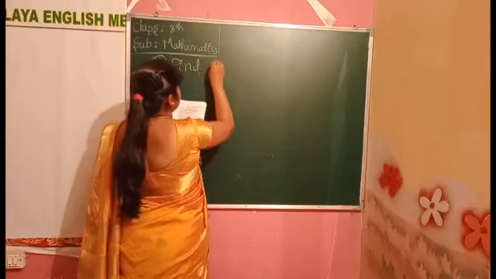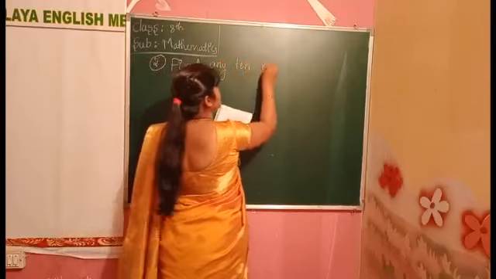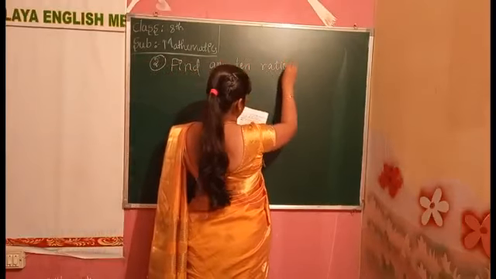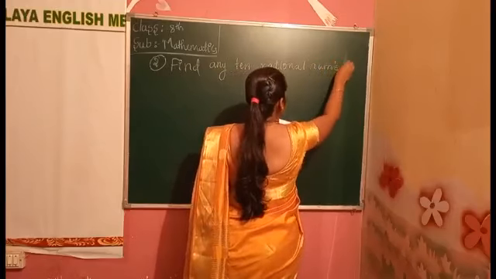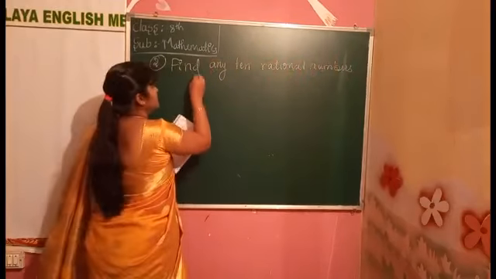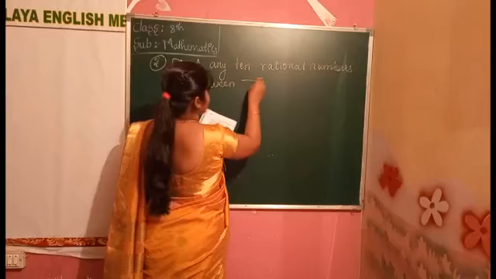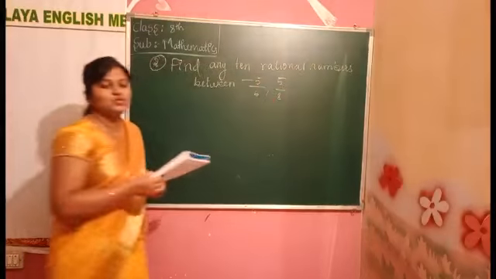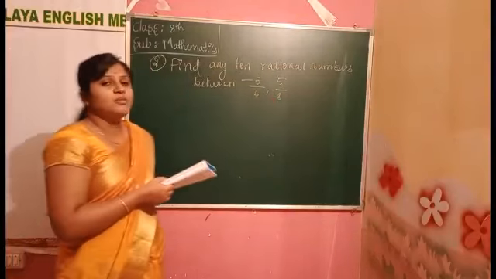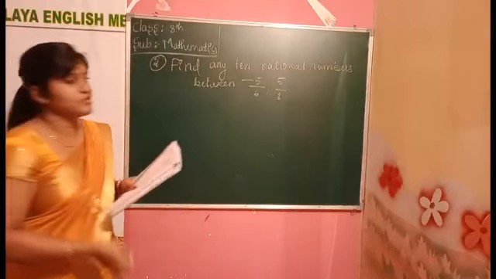Find any 10 rational numbers in between, they are telling. Rational numbers between -5 by 6 and 5 by 8. These two numbers. Here check whether the denominators are the same. No, the denominators are different. What we have to do?